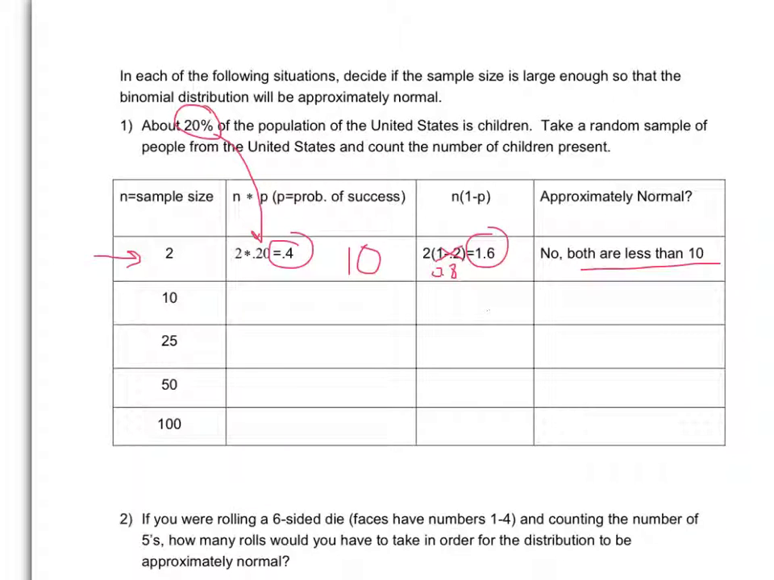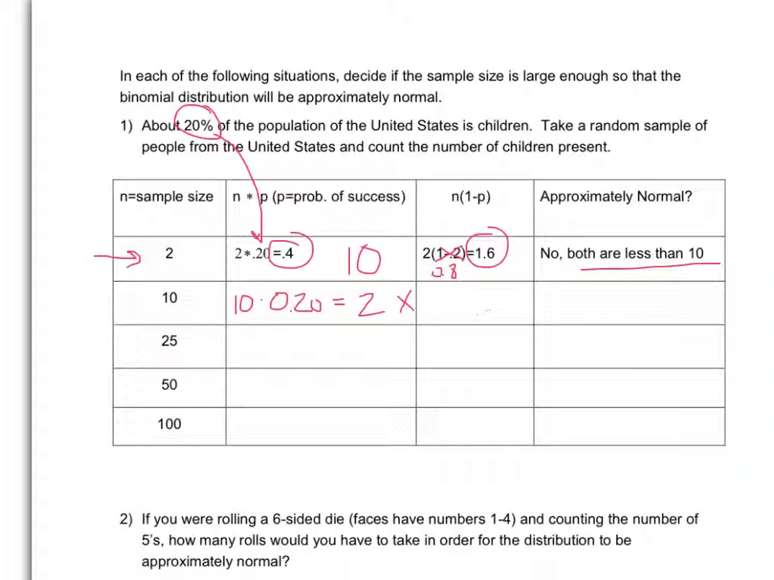What if we increased it to 10? So now if we take 10 and multiply that by the probability of success, which would be 20%, which we have to write as 0.20, do that math. 10 times 0.20 just moves the decimal point over 1, so we'd have a 2 right there. So we'll see here, we struck out there for the rule of 10.